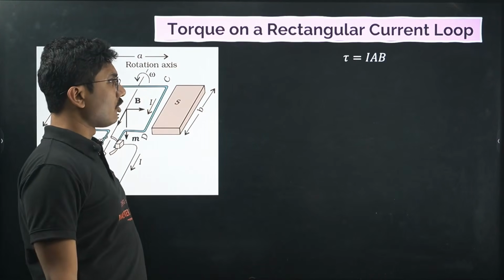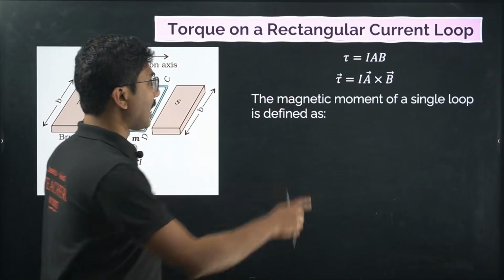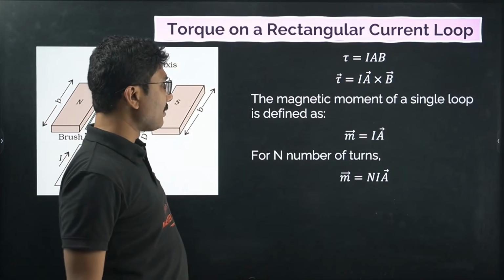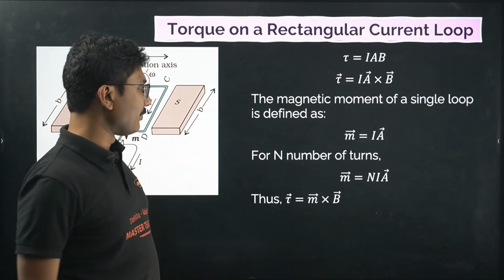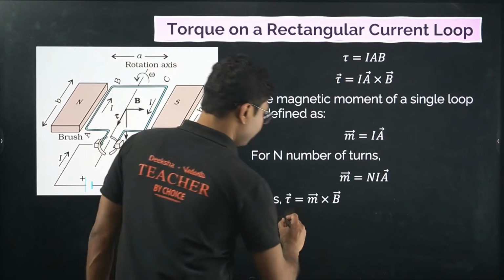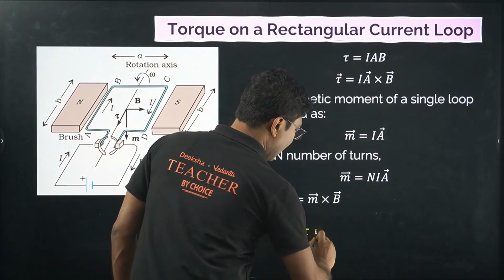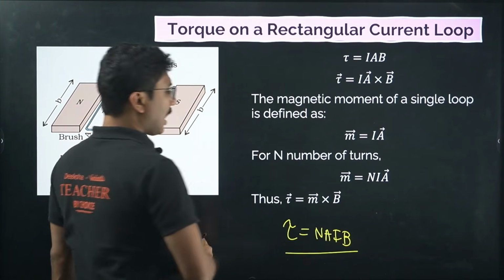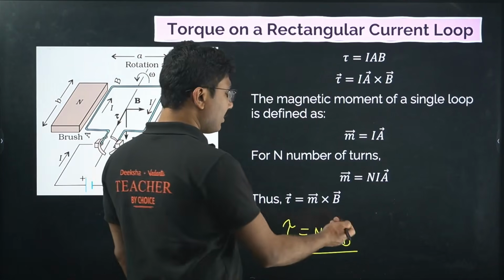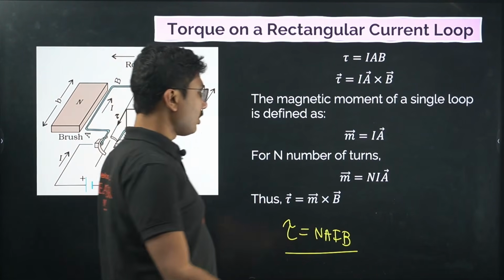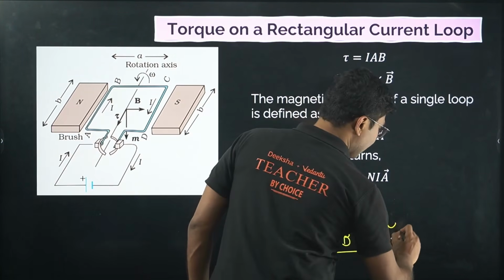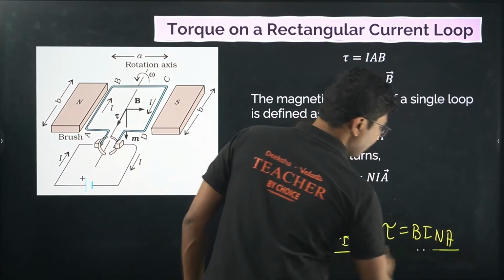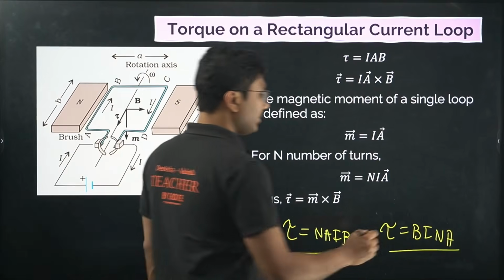The expression for this torque is tau equals IA cross B, and in case of N number of turns, tau equals NAIB in scalar form. You can remember it. I generally remember it as NAIB, which is precious, or one student told me the other day that you can also remember it like Beena, the musical instrument. So this is also a way to remember it.